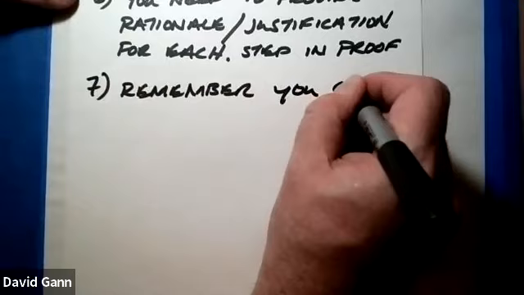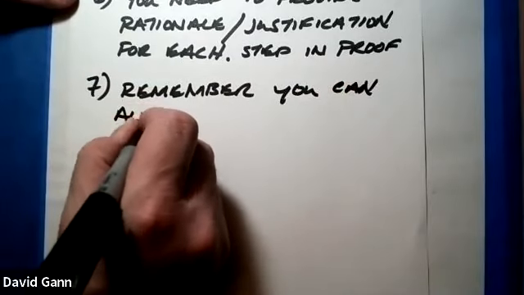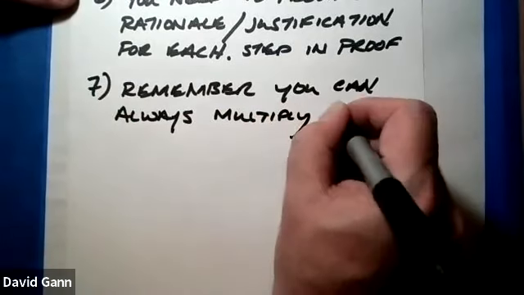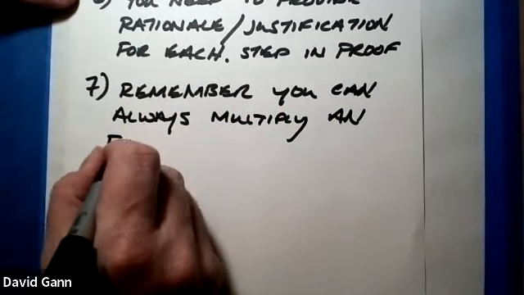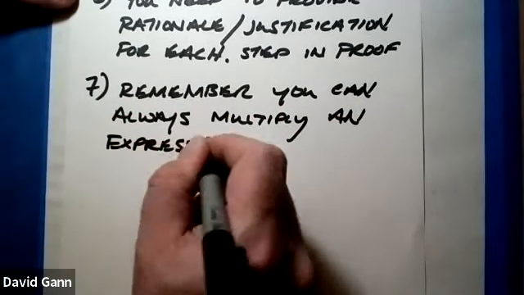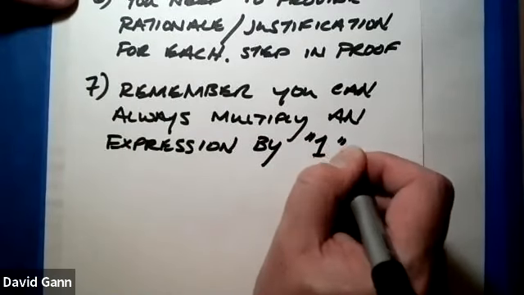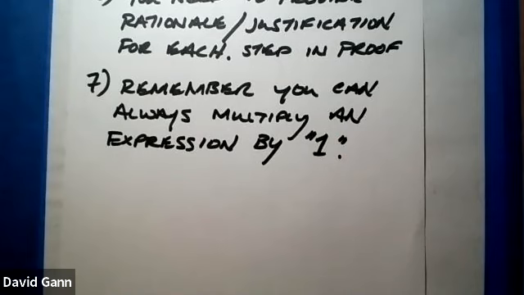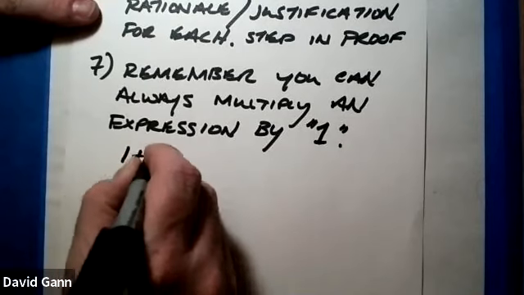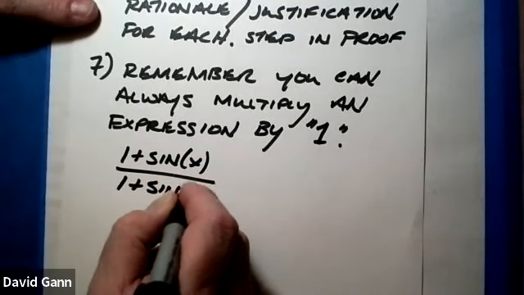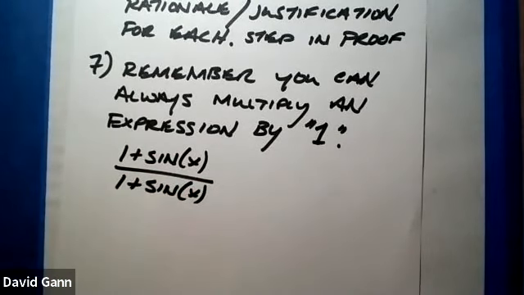you can always multiply an expression by the number 1, okay? Now that sounds like really dumb advice, but I want to point something out. This 1 plus sine of x over 1 plus sine of x, that equals 1, right? That is equal to the number 1.